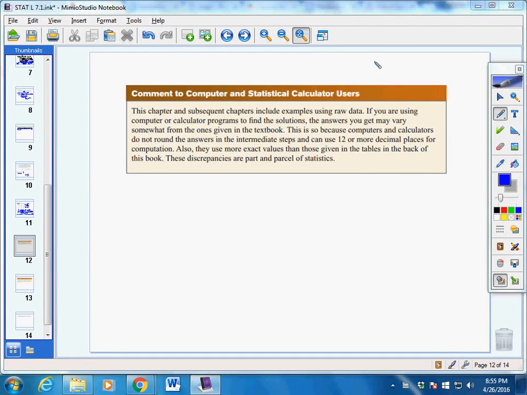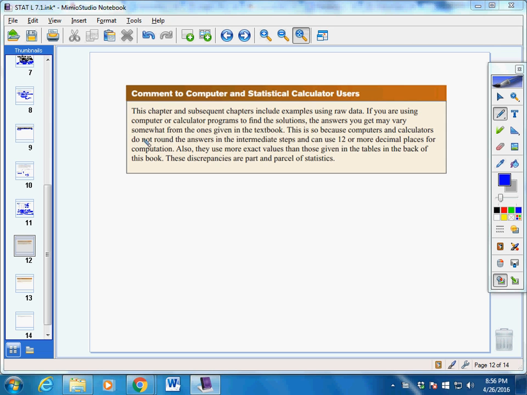What we have to be careful of always is rounding errors. All this statement is saying is that when you use raw data, when you use a calculator, like I told you before, to find the mean or the standard deviation, or a computer, you're going to get answers that may vary from a textbook.